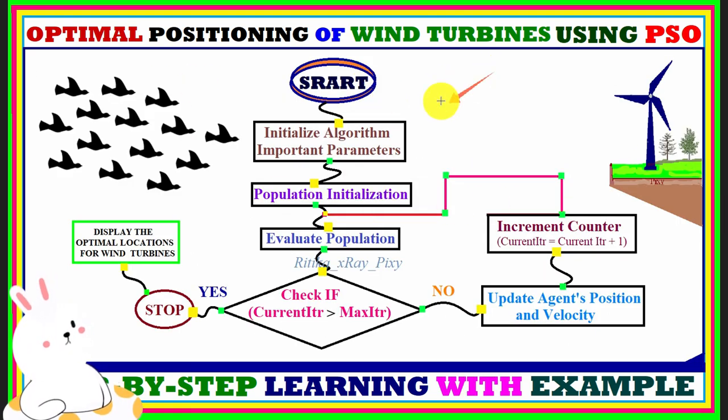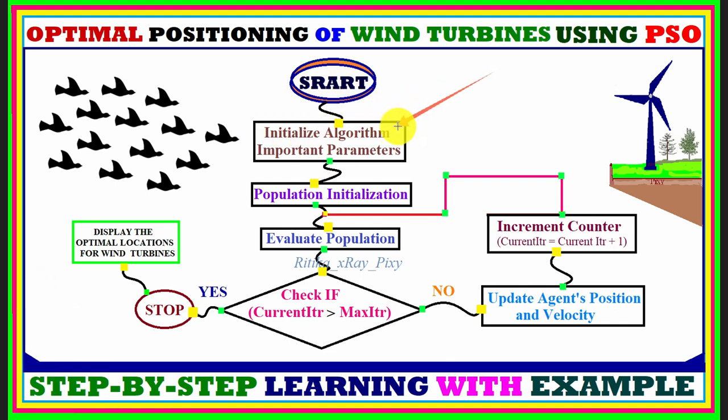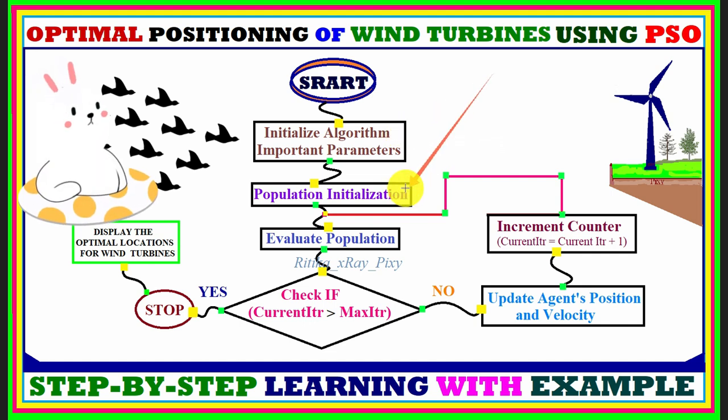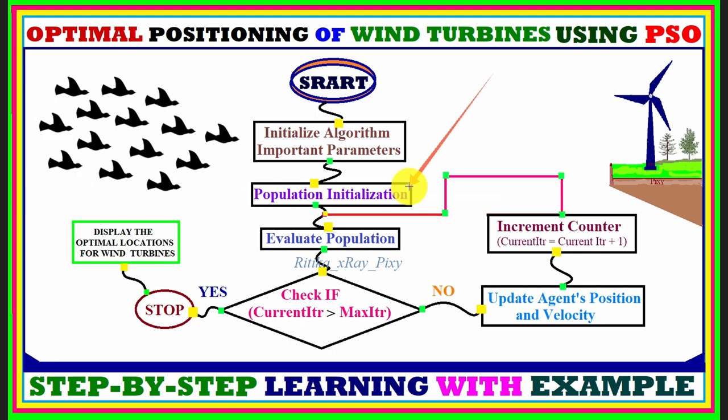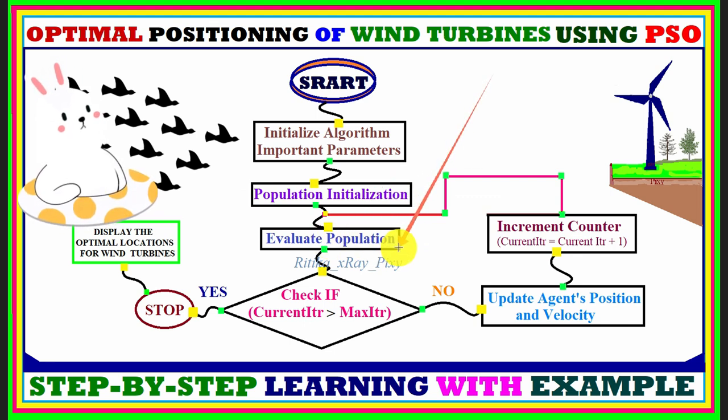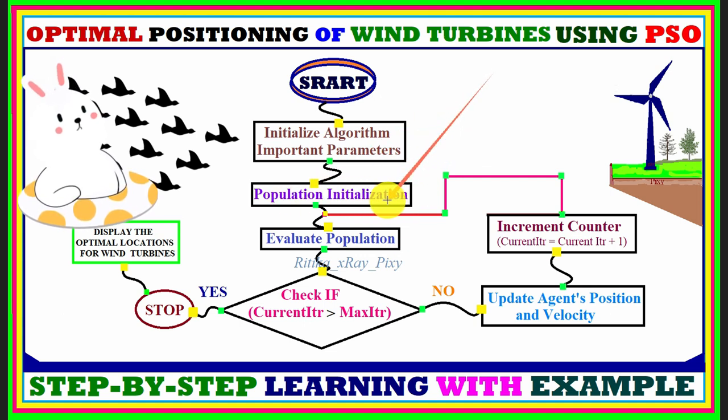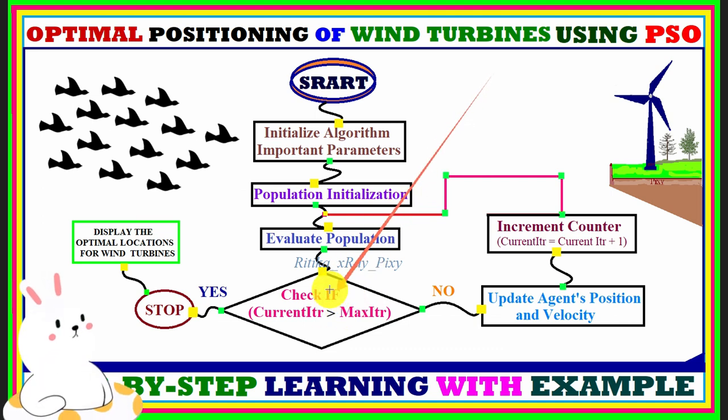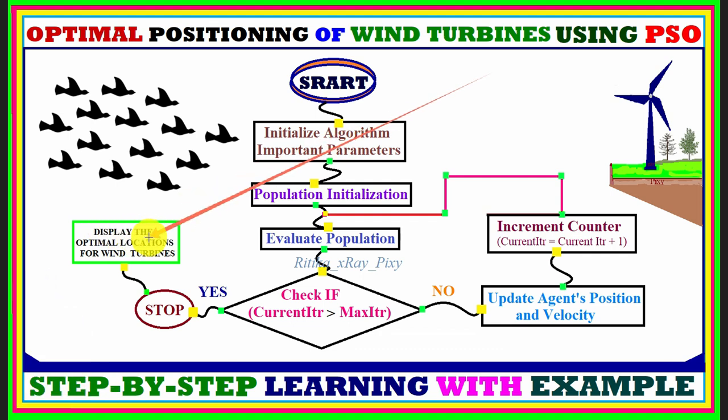Here, this is the flow chart. First, you will initialize the important parameters for this application and algorithm. After that, initialize the population for the n turbines. Then, using the cost function, we will evaluate the population, and here we will calculate the fitness value for each. After that, we will check if the stopping criteria is met or not. If the stopping criteria is met, we will stop and display the optimal location for the wind turbines and the cost value.